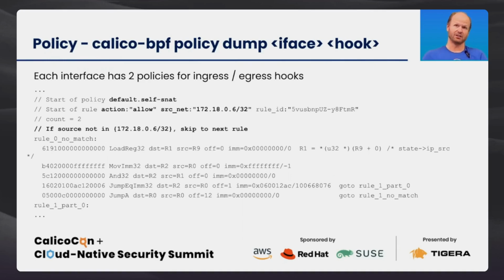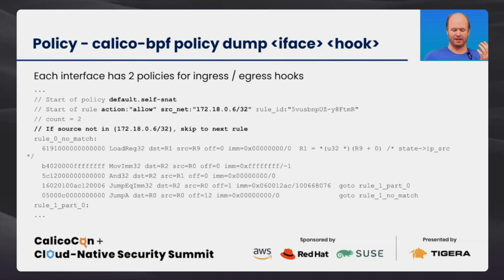bit tricky. So the last release includes what we call policy dump. With the Calico BPF, you can use the policy dump command to dump policies attached to a particular interface or an endpoint at a particular hook. The hook can be ingress or egress, and for host endpoints, it can also be XDP.